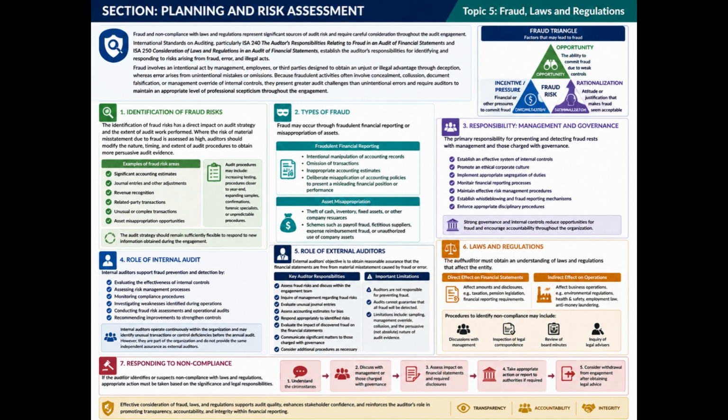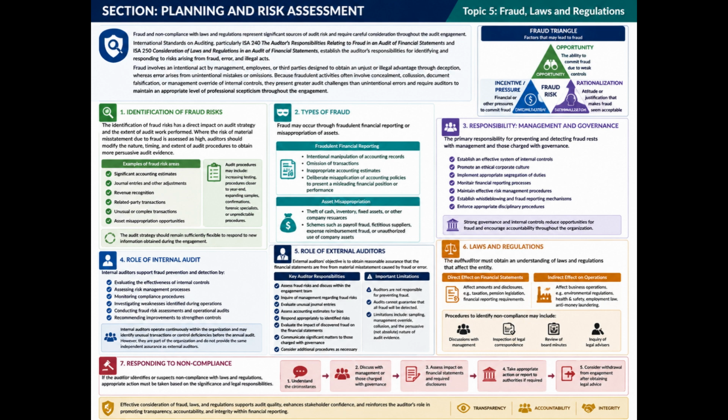The auditor should identify fraud risk factors arising from incentives, opportunities, and rationalization, collectively known as the fraud triangle, when assessing areas susceptible to material misstatement. Recognition of these factors assists the auditor in designing appropriate responses and allocating audit resources efficiently.